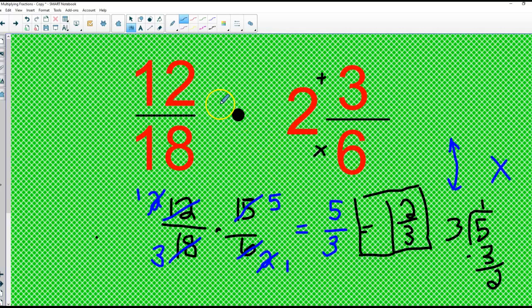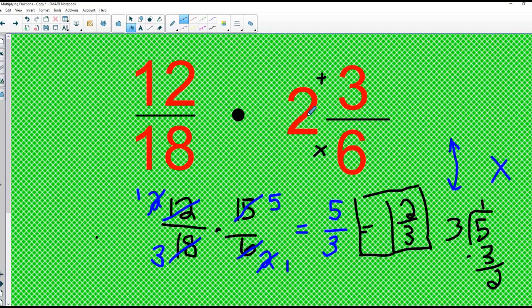Okay? So in this problem, you had a fraction and a mixed number. The fraction you could leave alone. The mixed number we had to change first. Okay? So please remember, guys, this is exactly like you have been doing. The only exception is that if you have a mixed number, just make it improper first before you reduce and then multiply straight across. Okay?